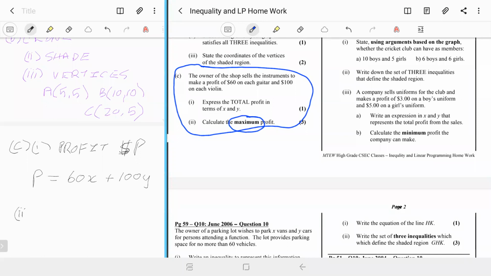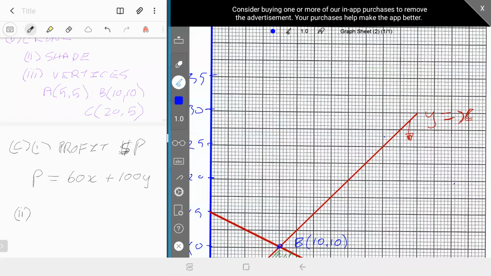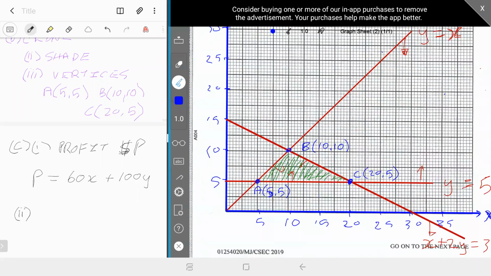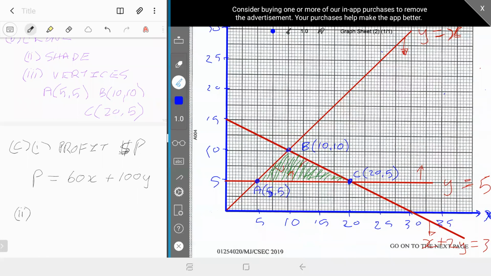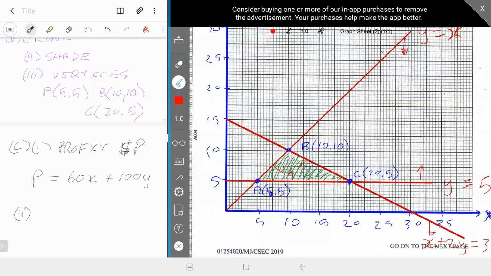Part 2 now, we want to see where in the shaded region you can make the maximum profit. So we go back to the graph and look at it now. Bam. All right. So let's reason this out. It's almost like common sense. We're going to use this marker to highlight what we're doing now.